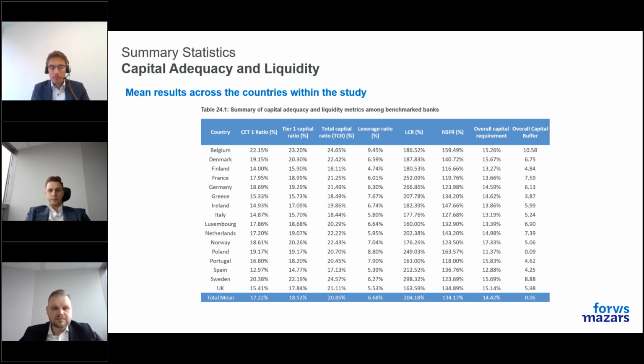And the difference might be driven by the fact that the BCBS study used a bigger sample, and it contained also institutions from outside of Europe.